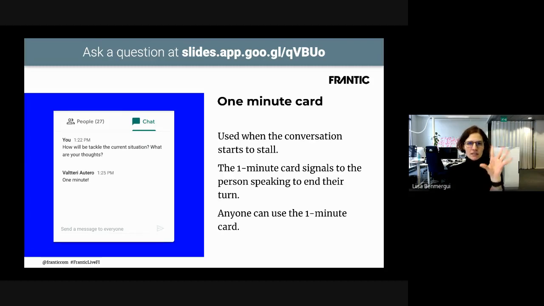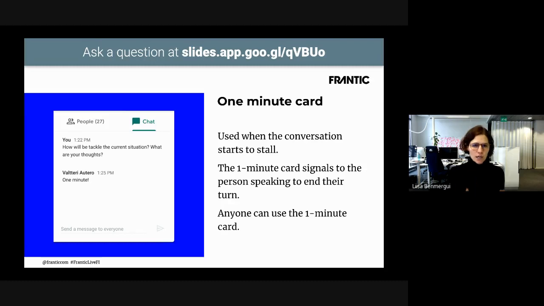I think it signals to the person that's speaking to end their turn within 1 minute, basically. And anyone can use the 1 minute card. It's really useful, especially if you have situations a lot where people are talking over each other. It really is easy.